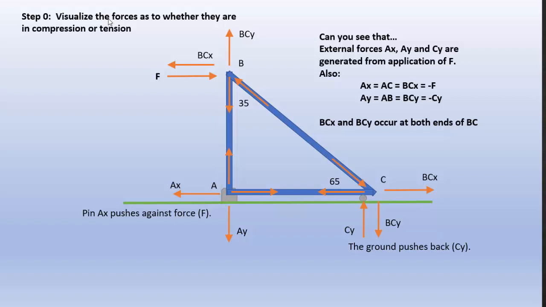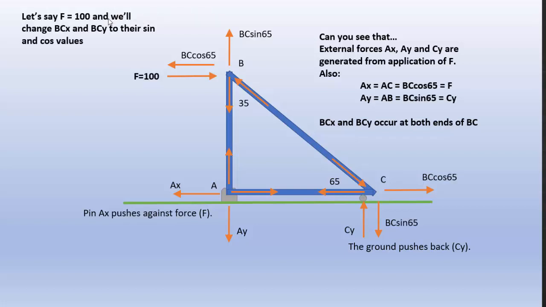Okay, so let's put some numbers in and see what we got with this. We'll say our external force equals 100. And since we already know what our sines and cosines are, we're going to replace BCX and BCY with the cosine and sine of 65.